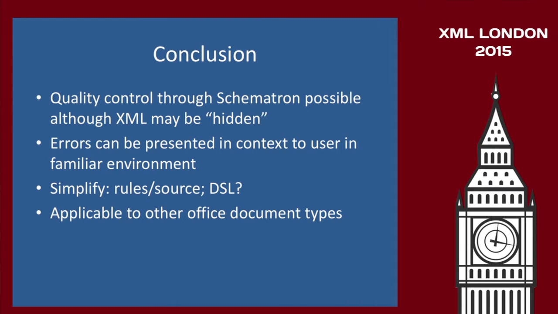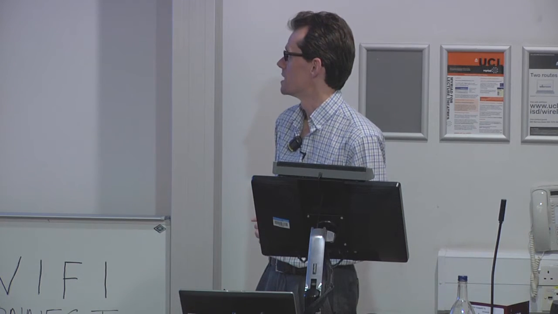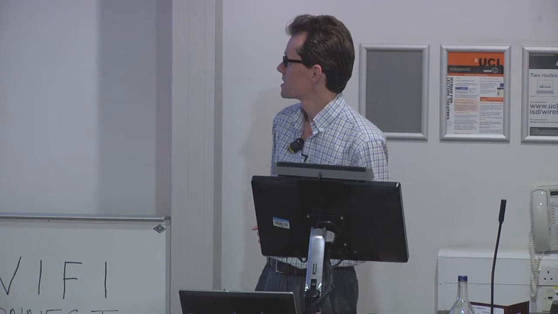So I think I'm running a little bit short, but in conclusion, you can do some quality control through Schematron, even though the XML is hidden from you. The errors can be presented in context to the user so that they can work in a familiar environment. There are various strategies for simplifying that work, the rules, the source document. There's the possibility of applying a schema-like language to these things. And lastly, it's not just applicable to word processing things. There's other possibilities too, maybe even for PowerPoint slides. Okay, thank you for listening.